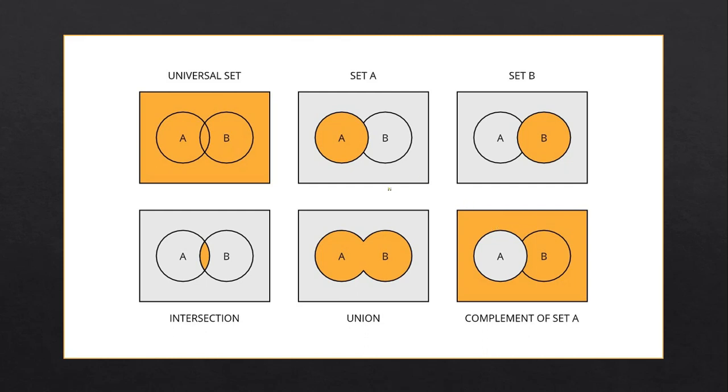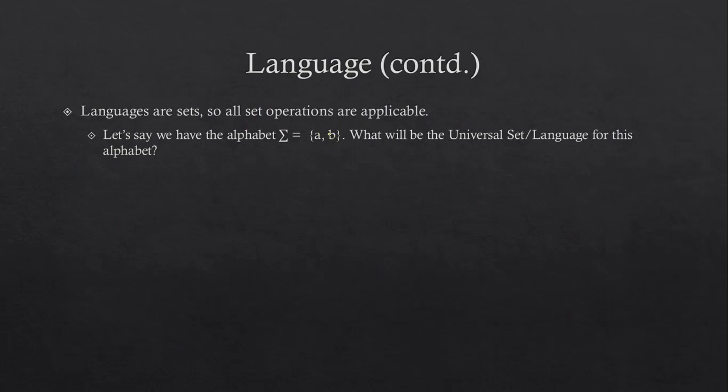So let's say we have an alphabet that contains the two symbols A and B. What do you think will be the universal set or language for this alphabet? A side note here, alphabets are generally described with the Greek capital letter sigma. Anyway, back to topic.